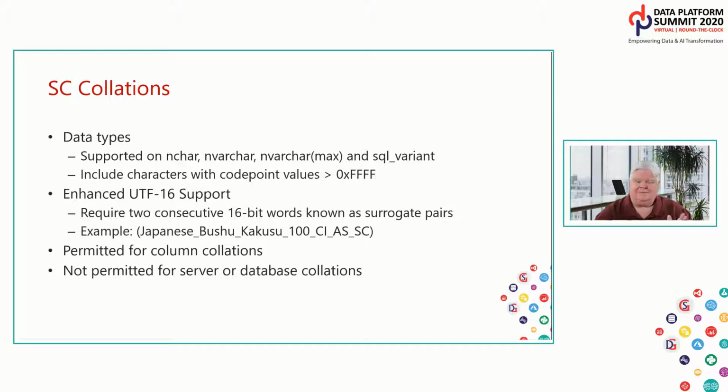But what they did is they changed the definition so that when we had an n in front of a string and between the quotes, we used to have 2-byte characters that lived in there. So you had multi-byte characters. This allowed you to have 2-byte or 4-byte characters in there. And you can see the collations because they've got an SC on the end. You're allowed to do this for columns, but you can't do it for servers or database collations.